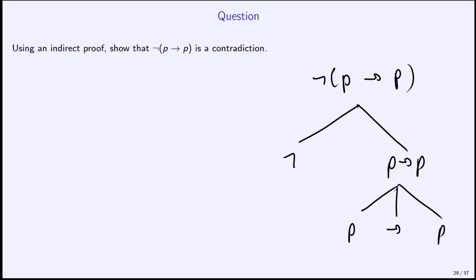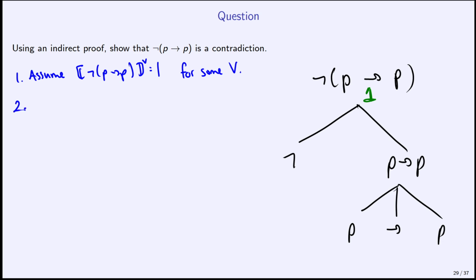Okay, so we're showing it's a contradiction, so we assume the opposite. We're going to force it to be true. So step 1 is assume that not P arrow P is true for some situation V.